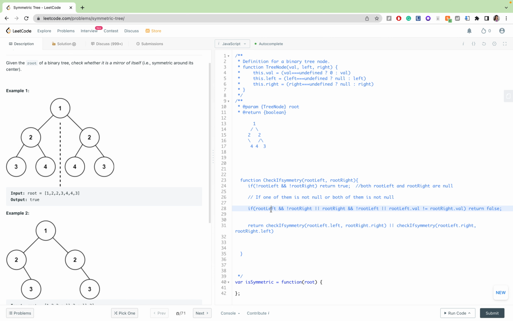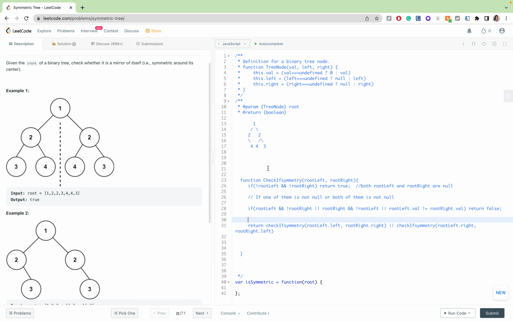So if we have root left, if this is not null and this is null, then this will return true. And if this is null and this is not null, then this will return true. But if both of them are not null, then it will look at this one and return false. I think this should also work. So if both of them are null, then it will return true. But if one of them is null, then it will return false. Or if both of them are not null, then okay.